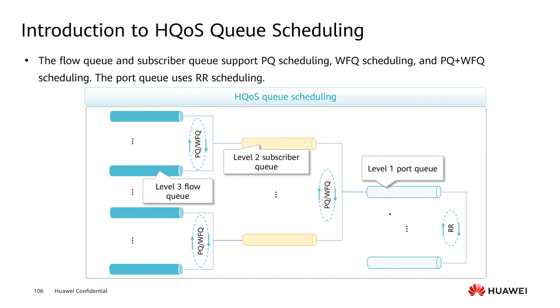Okay, and then when it goes out, we may be going to some sub interface. This sub interface one, sub interface two. Between the different sub interfaces, we can only do round robin. We can only do round robin, which means no weight, just round robin.